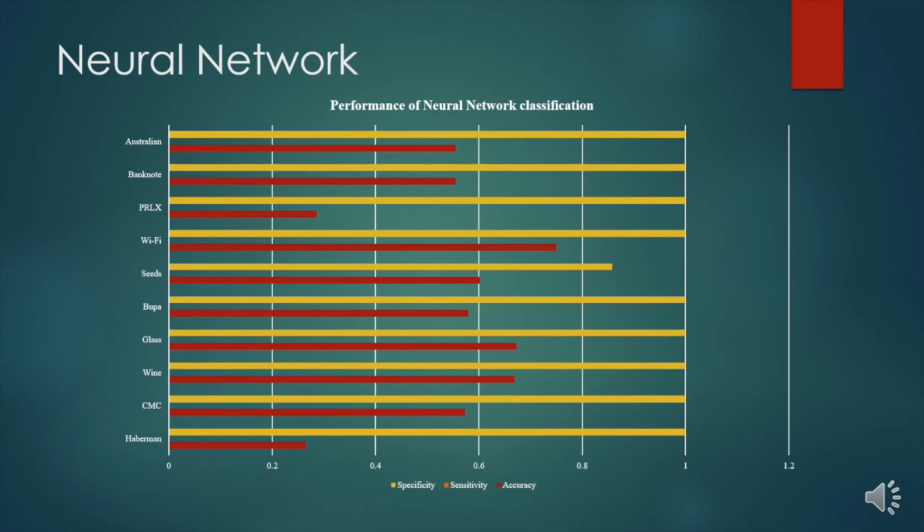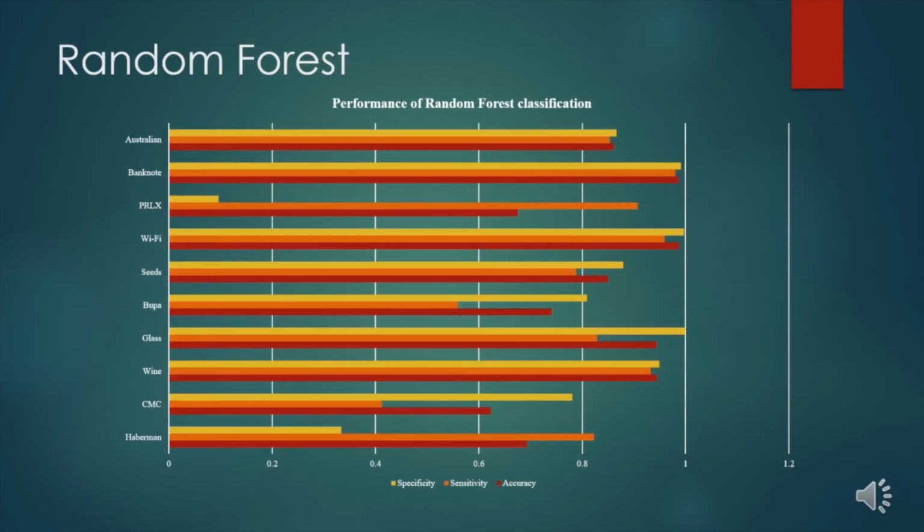The next histogram shows the performance of neural network classification. The average accuracy of neural network classification equals 55.08%, the average sensitivity equals 0%, and the average specificity equals 98.581%.